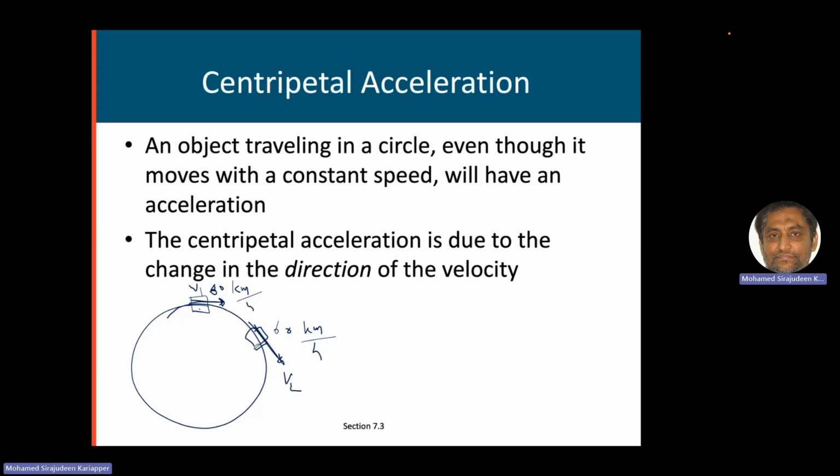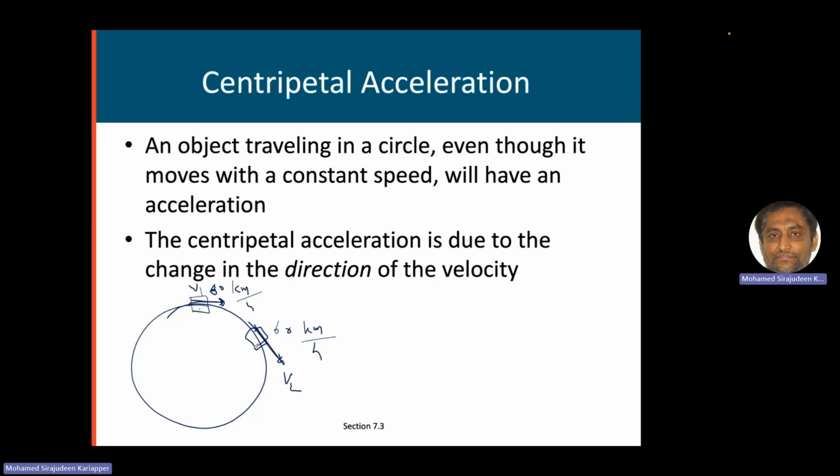Why do you say it is not constant velocity? The velocity V1 is not equal to velocity V2. Speed V1 is equal to speed V2, but velocity V1 is not equal to velocity V2. Velocity means it has direction. If two velocities are to be equal, they have to be equal in both magnitude as well as direction. So when the car is here, the magnitude is the same, but V1 has this direction, V2 has another direction. So the velocity is not the same.